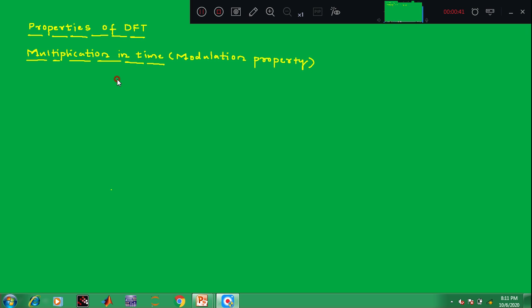So if I consider the two discrete sequences x1 of n and x2 of n, and you multiply both the sequences and then take the DFT, what is the DFT of that multiplied signal in time? That we have to understand in this property. So let us write the statement here.